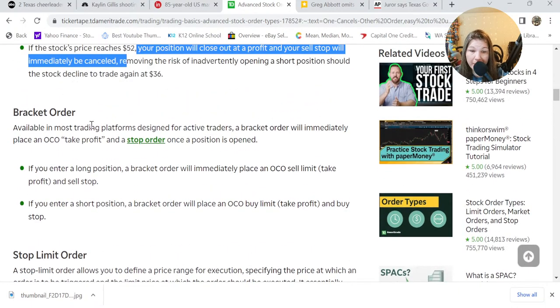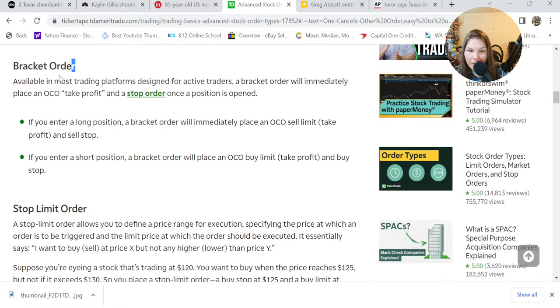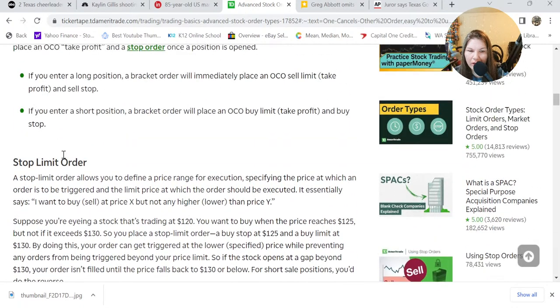A bracket order, available in most trading platforms designed for active traders. A bracket order will immediately place an OCO, take profit, and stop order once a position is open. A bracket order. Look at that, guys. You can do one cancels the other, or some places have an automatic bracket order which puts them for you. So if you enter a long position, a bracket order will immediately place an OCO sell limit and sell stop. If you enter a short position, a bracket order will place an OCO buy limit and buy stop. Okay, buy limit and a buy stop. So you can use a bracket order when you buy or when you sell.